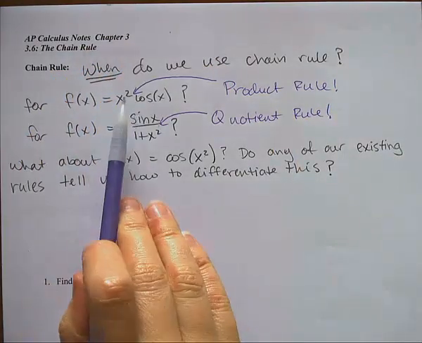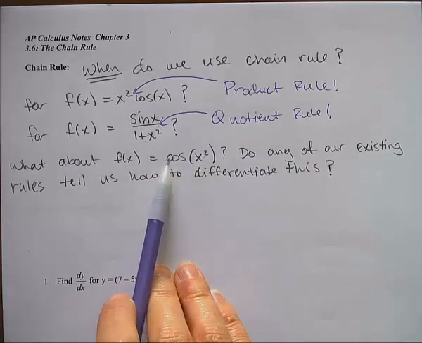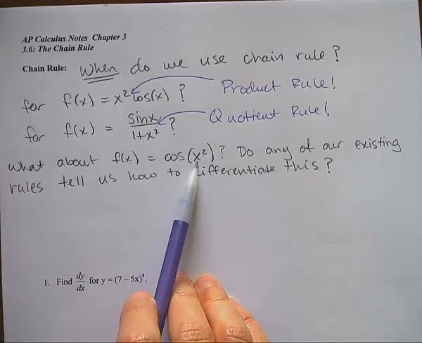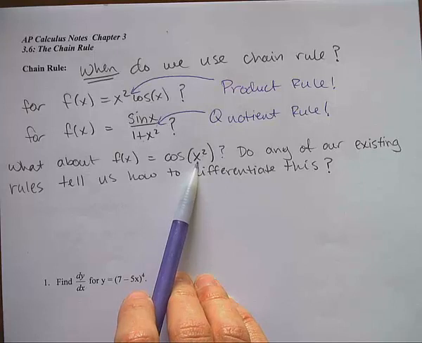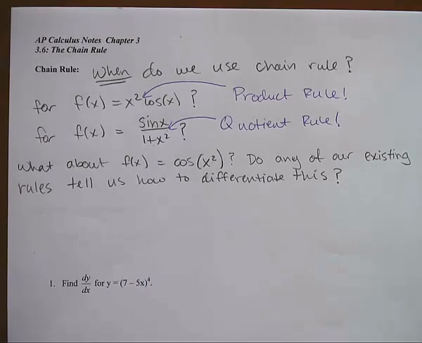We know how to differentiate when I have a product of functions. We know how to differentiate when I have a quotient of functions. But what rule is in place when I have a composition of functions, where one function is completely plugged into another? Do we have an existing rule to tell us how to differentiate this? And the answer to that is no.